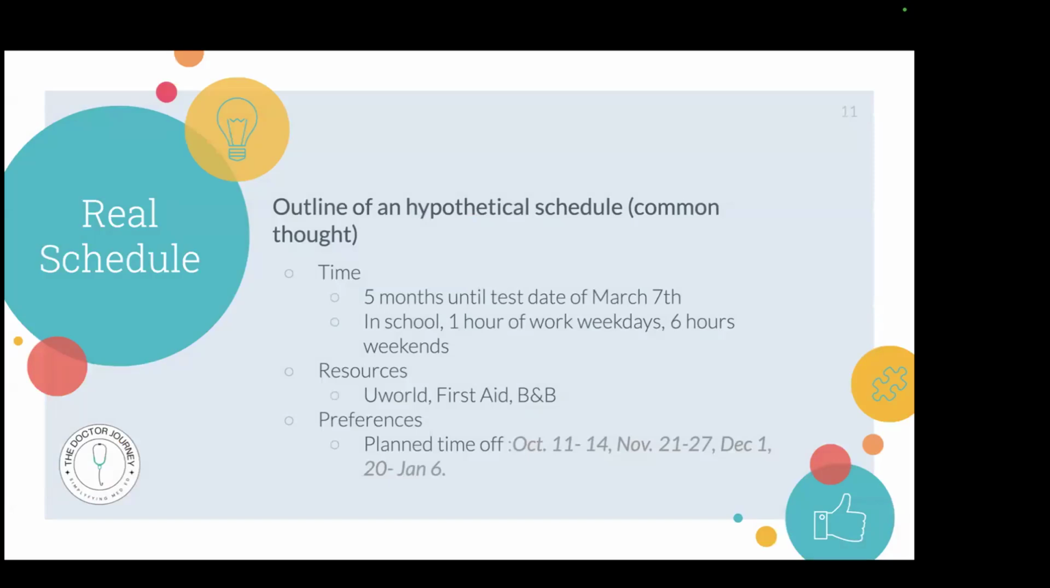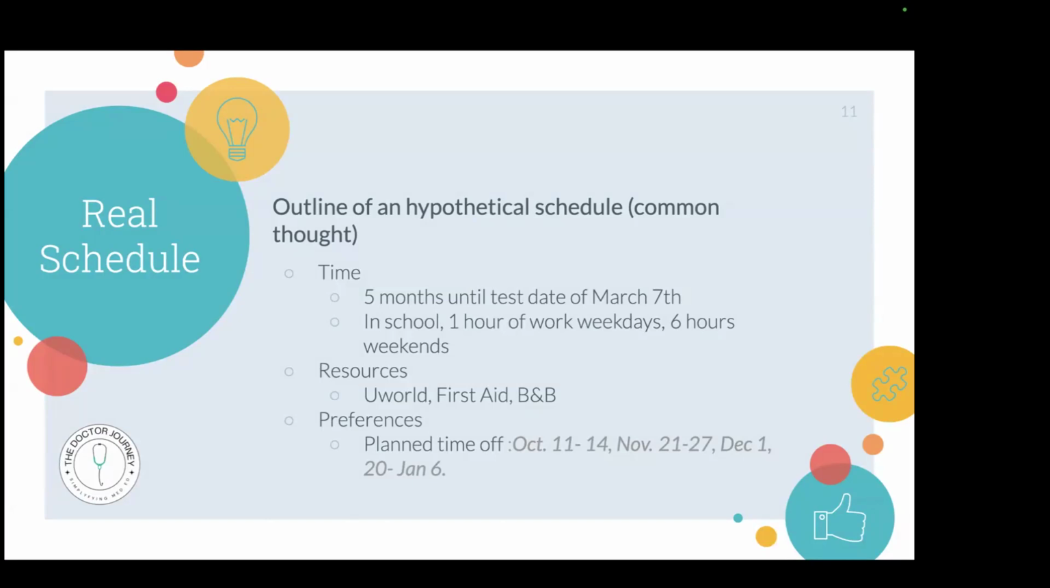So I have a real hypothetical schedule here. This is a very common schedule that many people have. Timing, let's say this hypothetical student has 5 months until the test date of March 7th. In school, they work 1 hour of study time during the weekdays and 6 hours on the weekends per day. And the resources they want to use are UWorld, First Aid, and B&B. And they have a few dates they want to take off in October, November, December, January.